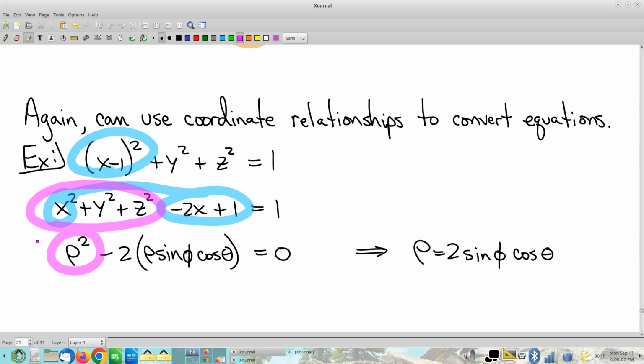Is everybody happy with that? Okay. So it's just like in cylindrical coordinates and polar coordinates, just a little bit different details.